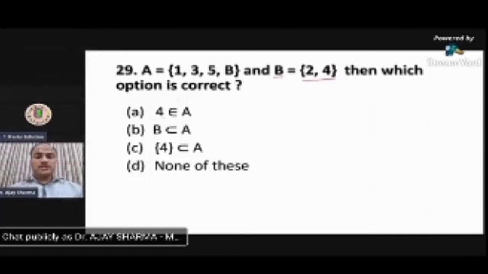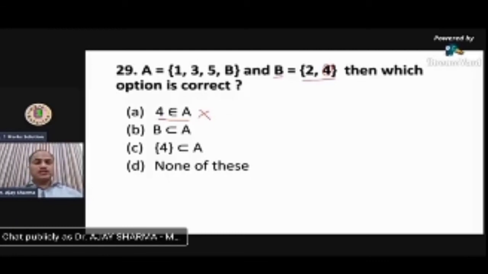So here we see that 4 belongs to A. Do we see any 4 here? No. But set B has the element 4, and this element 4 was inside set B. So this 4 was not openly existing here, so it is not a part of set A. Though it lies inside set A, it will be an element of set B. So our option A is wrong. First option is wrong. Now look at the second option.